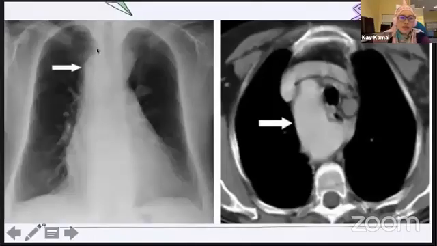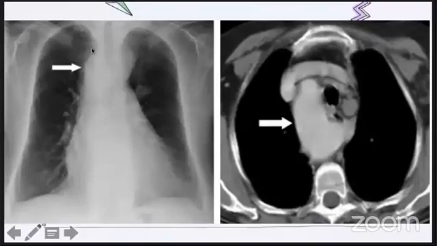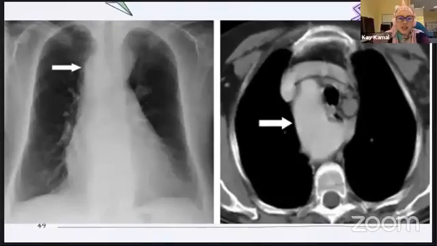For example, we can have a right-sided aortic arch. This right-sided aortic arch demonstrates a right paratracheal region thickening, widening. And then when we do the CT scan, it's actually a right-sided aortic arch instead of your usual left-sided. You see that?